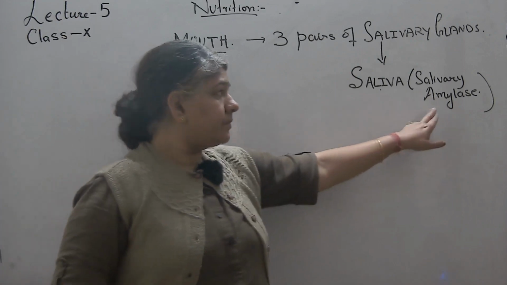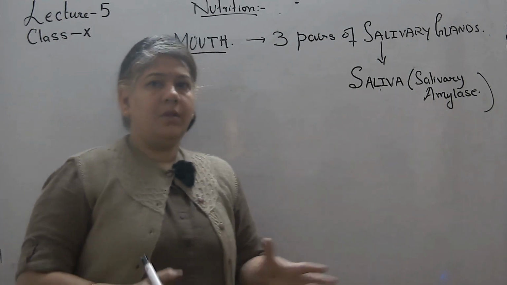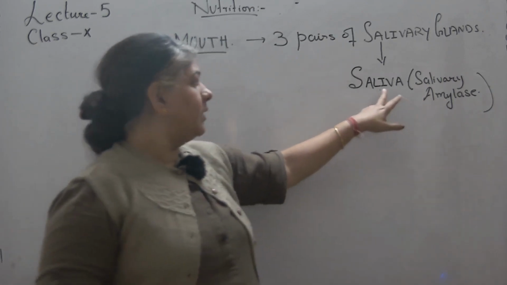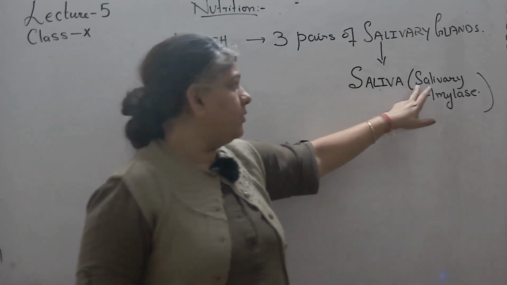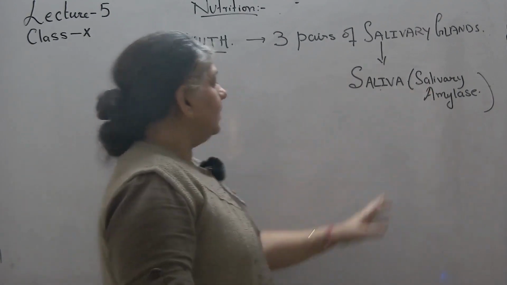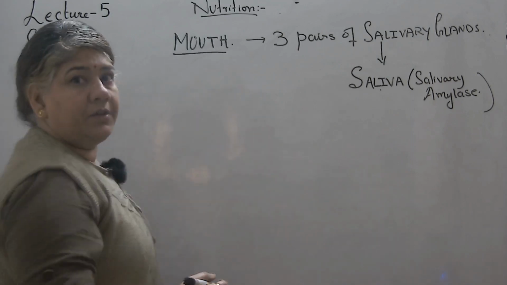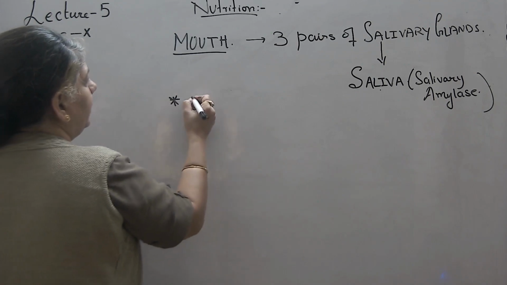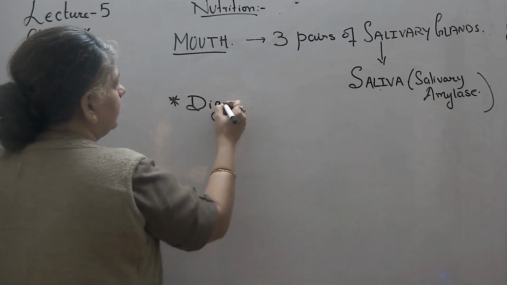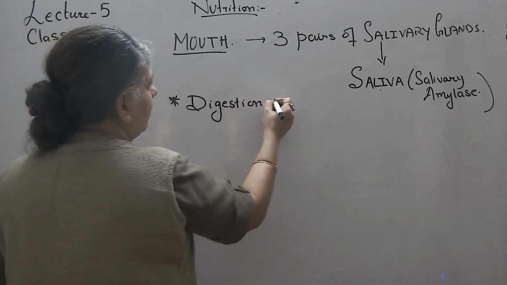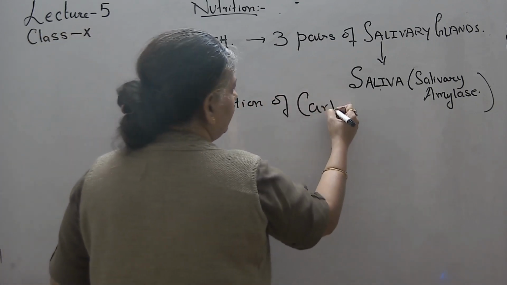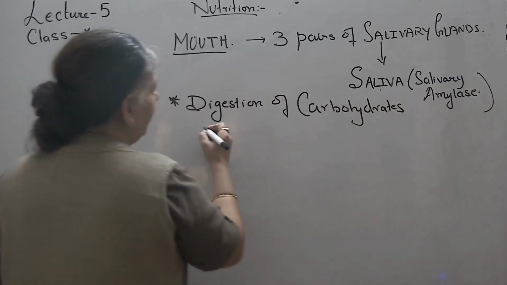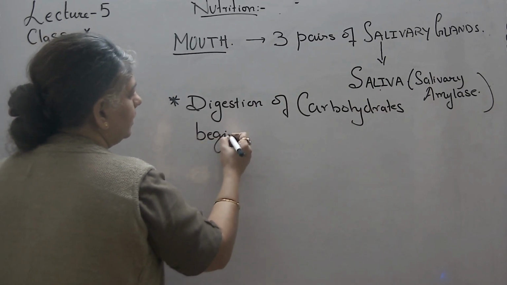See, amylase are a group of enzymes which act on carbohydrates. Okay, since it is present in saliva, so the name salivary amylase. So digestion of carbohydrates begin in mouth. So you can make point, digestion of carbohydrates begin in mouth.